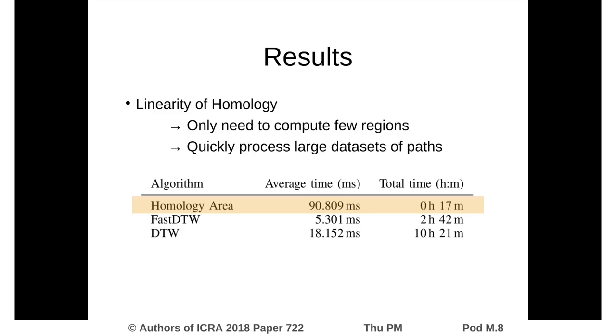Using the linearity of homology, we were able to show that homology area satisfies the triangle inequality. Furthermore, we devised a method by which we can drastically reduce the amount of regions that is necessary to compute for a dataset of paths. This allowed us to observe a significant improvement in the time required to calculate a distance matrix over using an off-the-shelf method.